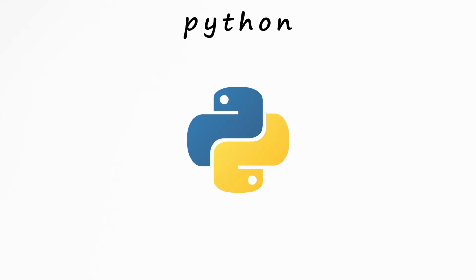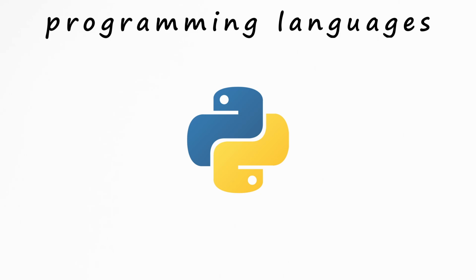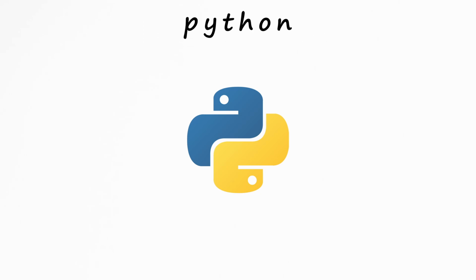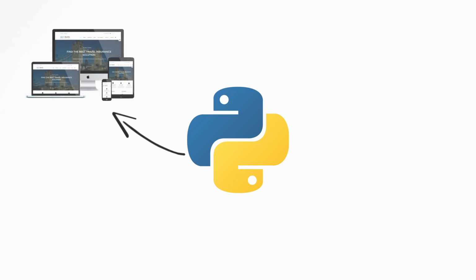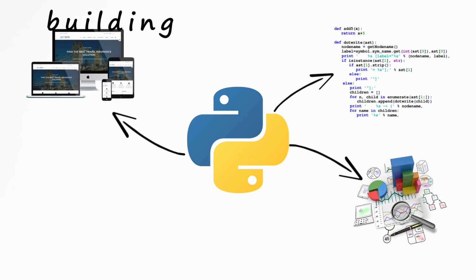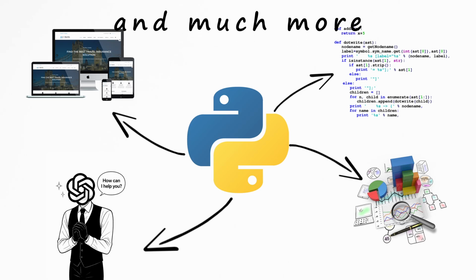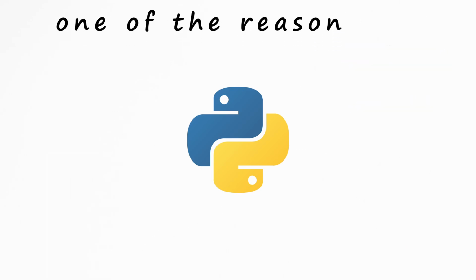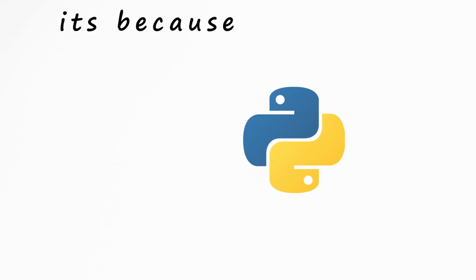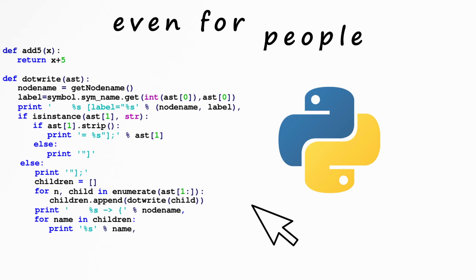Python. One of the most popular and beginner-friendly programming languages in the world. Python is used for many things, such as creating websites, developing software, analyzing data, building artificial intelligence, automating tasks, and much more. One of the reasons why Python is so popular is because its syntax is simple and easy to read, even for people who are new to programming.